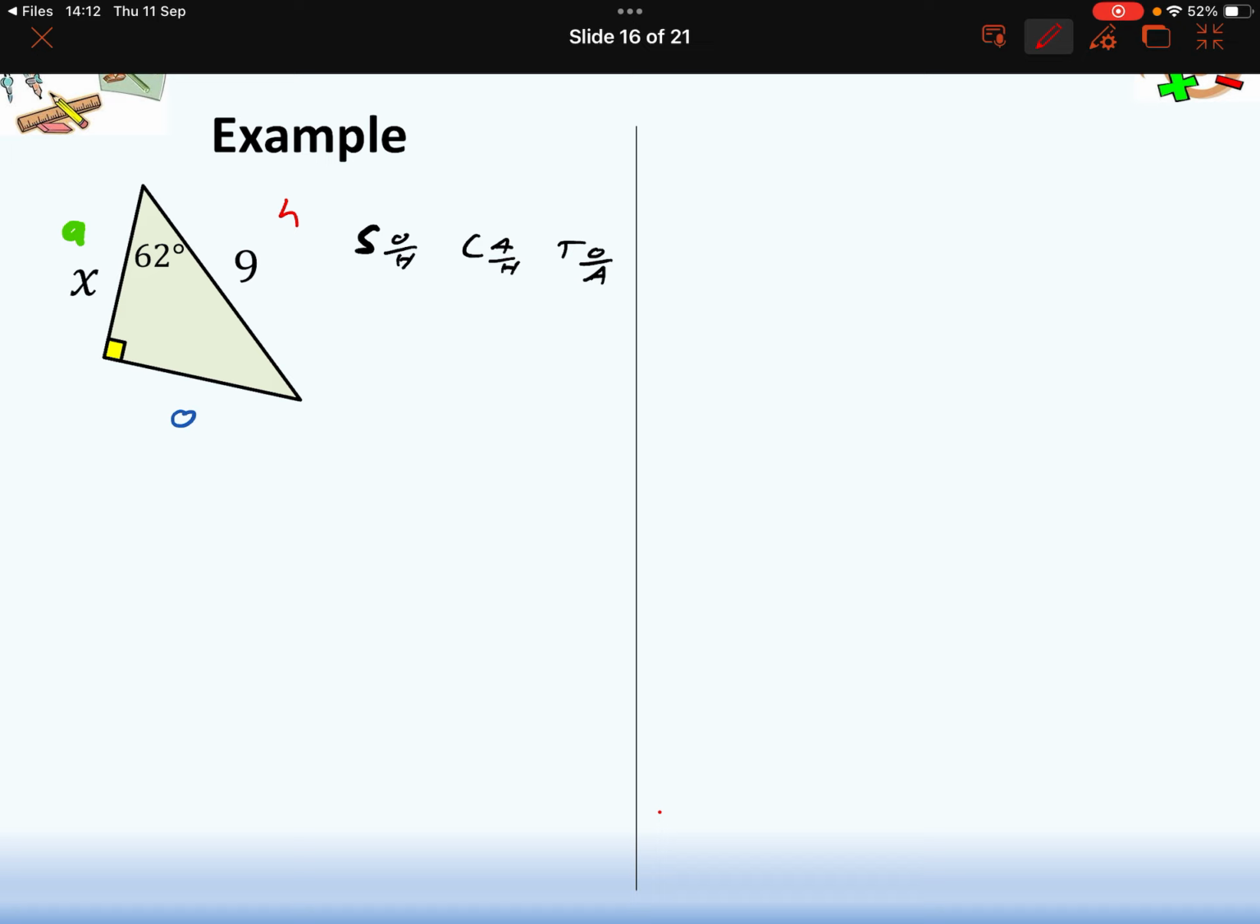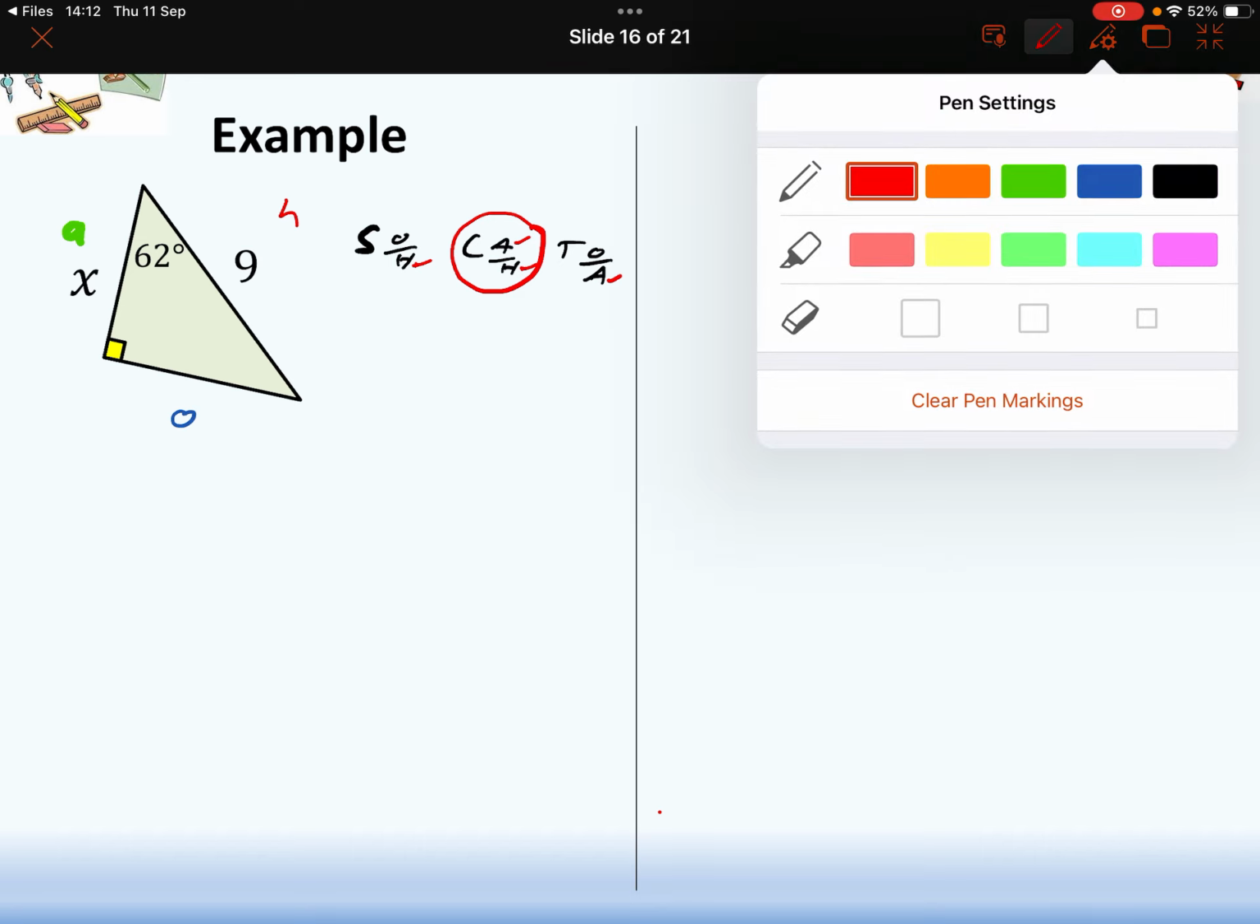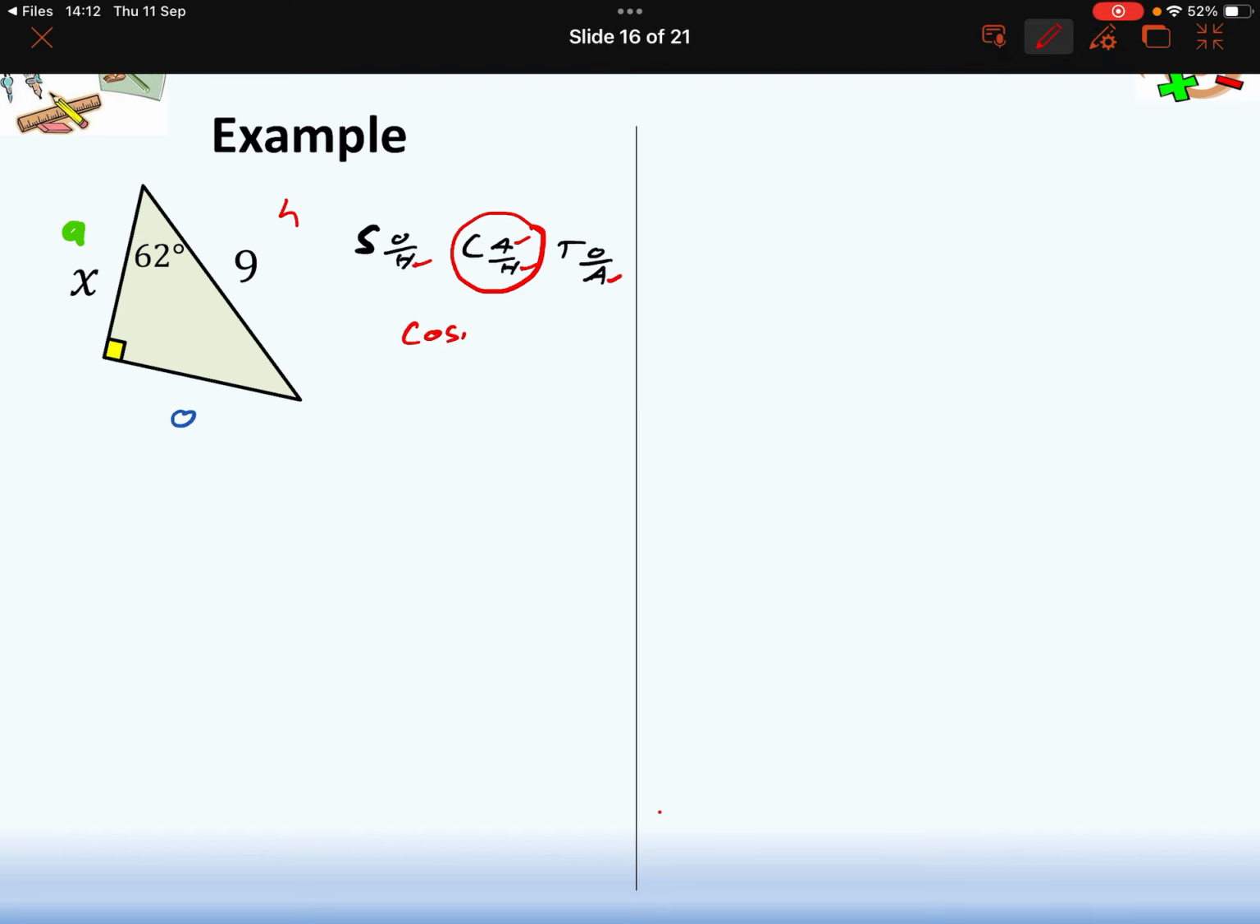So what some people like to do is, I need A, so there's an A and there's an A, and I'm using H, so there's an H and there's an H, and only one of the ratios will have both ticked. Or the only ratio that has A and H, adjacent and hypotenuse, is the cosine. So I am going to be using cosine for this one. So I can nearly ignore my opposite side if I like.